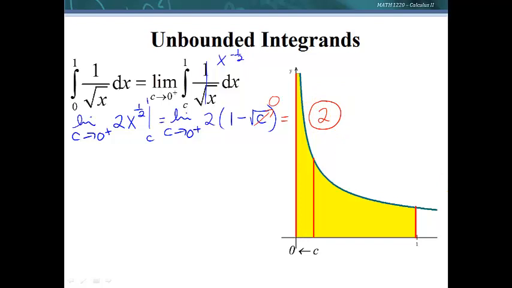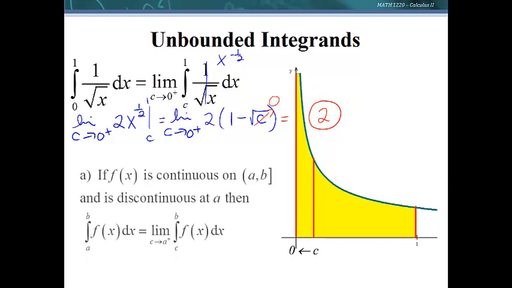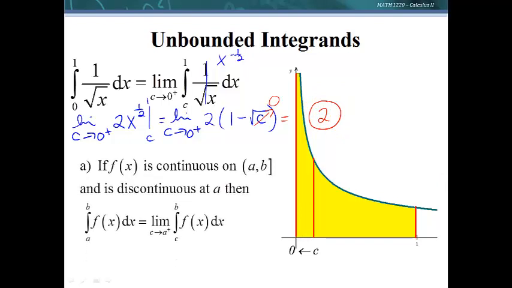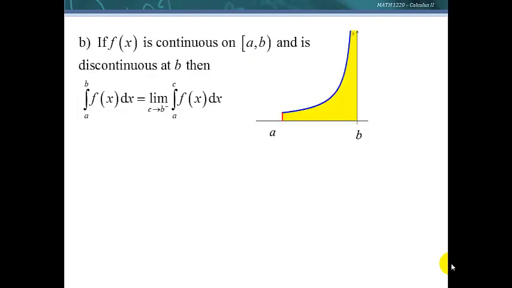Now we can go ahead and summarize this in general then. If we have f of x and it's continuous on the interval open at a, closed at b, discontinuous at a, such as we had here at 0, then the integral from a to b of f of x dx is going to be the limit as c approaches a from the right hand side of the integral from c to b of f of x dx. Let's go and look at our other cases.